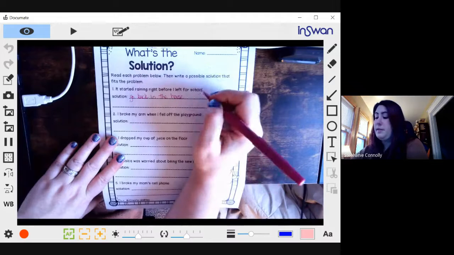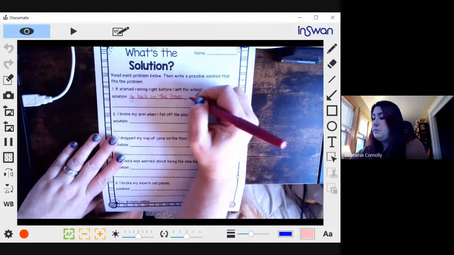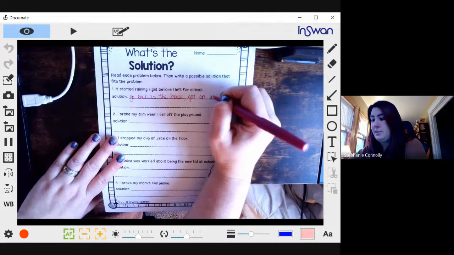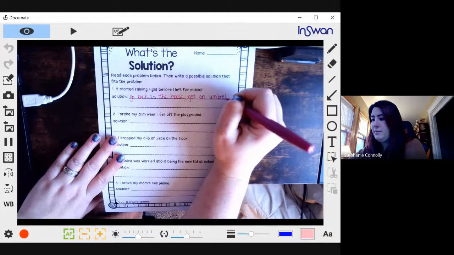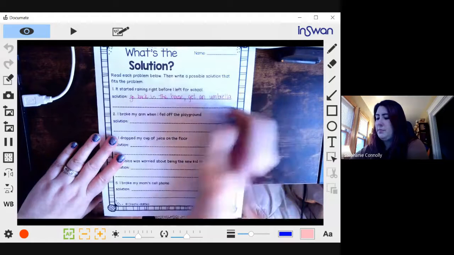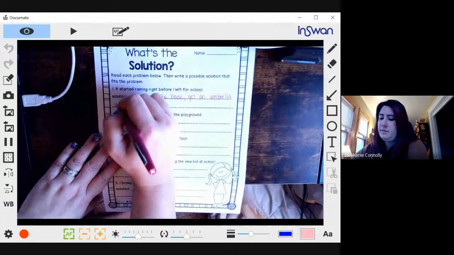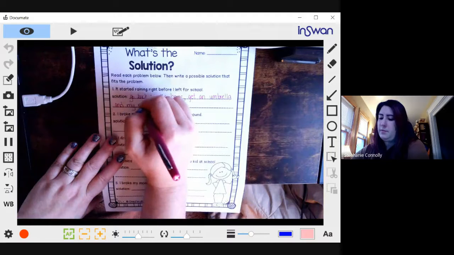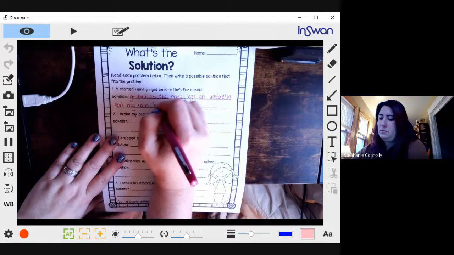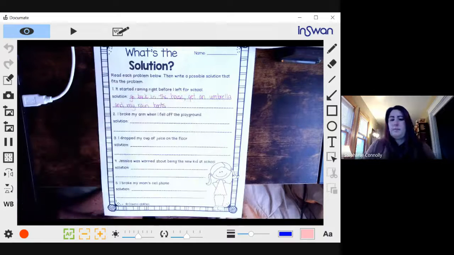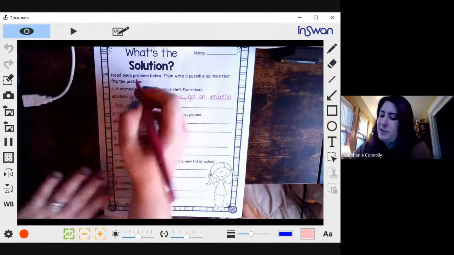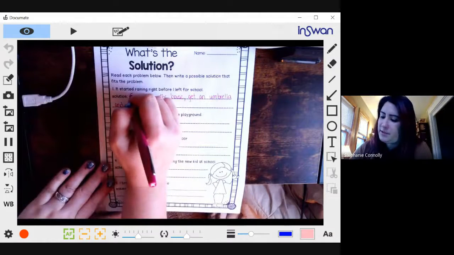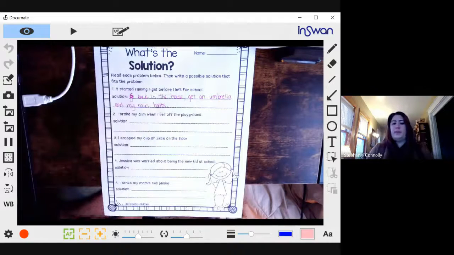As Mr. Coney would say, go back in the house, get an umbrella. See what I did there? We're not staying home, but we're going to solve the problem. Get an umbrella and my rain boots. And that would be my solution. And I should have started this with a capital letter. I apologize. And a period at the end.